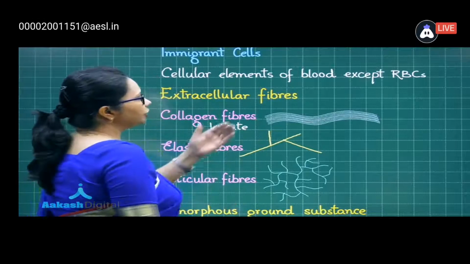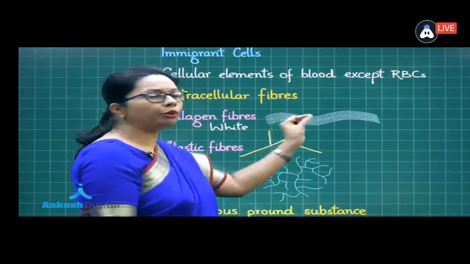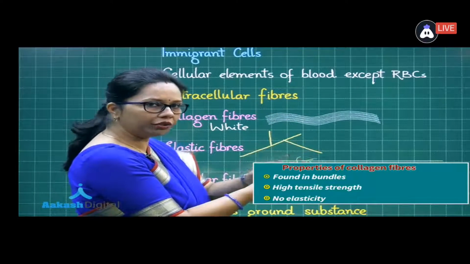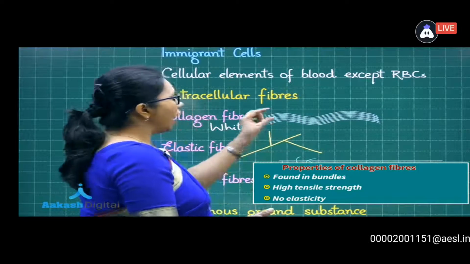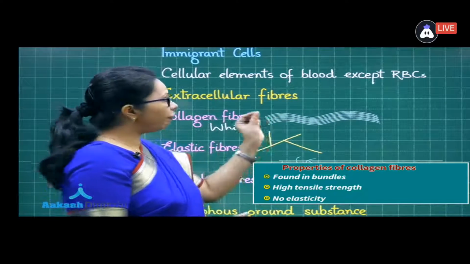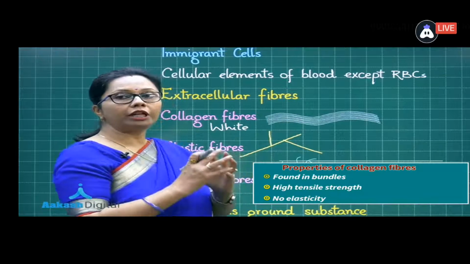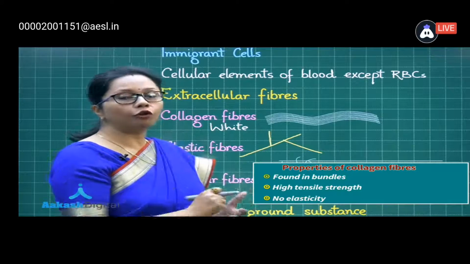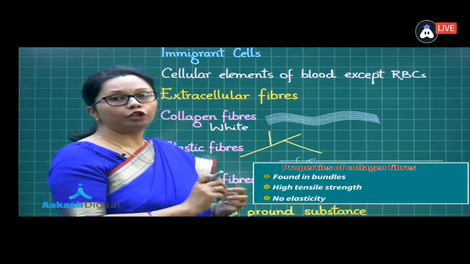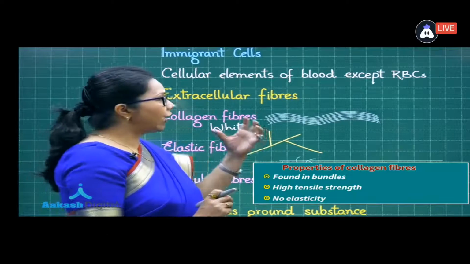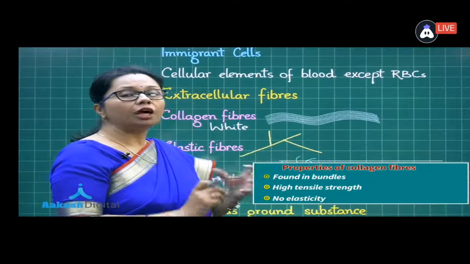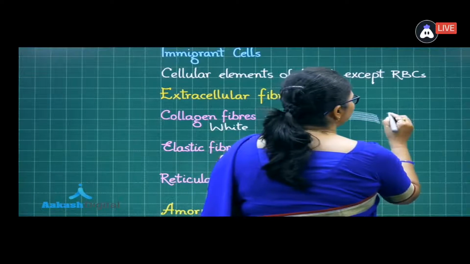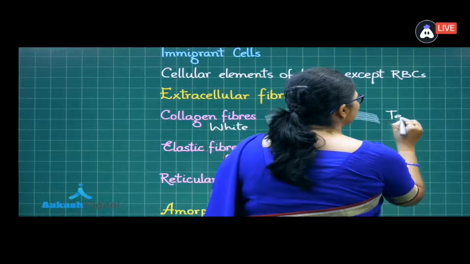These fibers, as we can see, are very thin unbranched fibers, and they occur in bundles. A number of fibers are arranged one over the other, forming wavy bundles. The property of this type of fibers is that they have very high tensile strength. That means if an external force is applied on it, their shape will not get disorganized. So they have high tensile strength, high resilience, but they don't have elasticity. The property of these white collagen fibers is tensile strength.